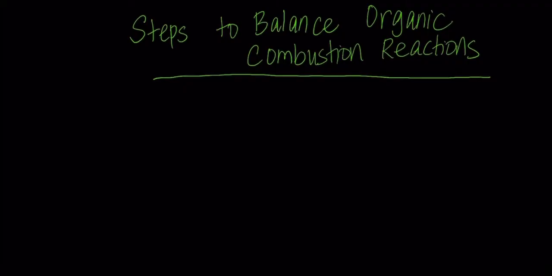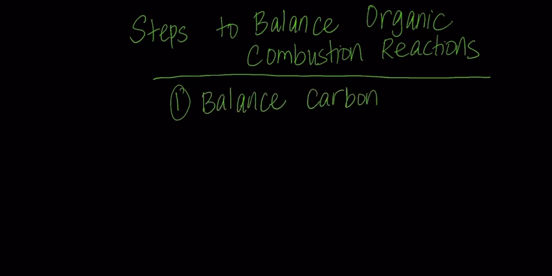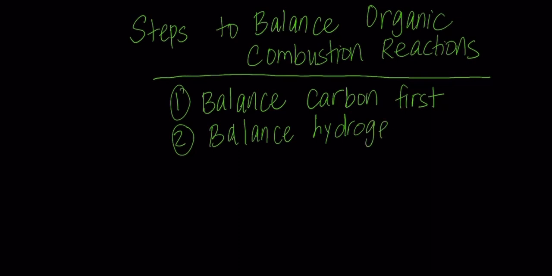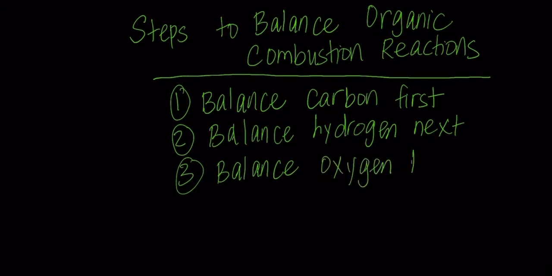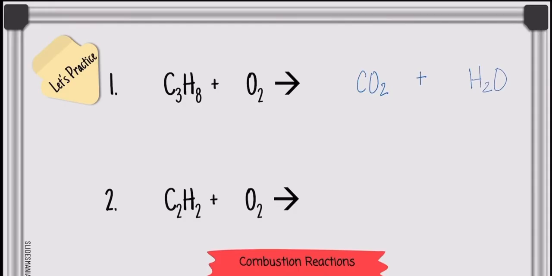Let's go over some helpful steps to balancing organic combustion reactions. Balance the carbon atoms first. Then balance the hydrogens next. Finally, make oxygen the last element to balance. In my experience, these steps are the most efficient way to balance organic combustion reactions.